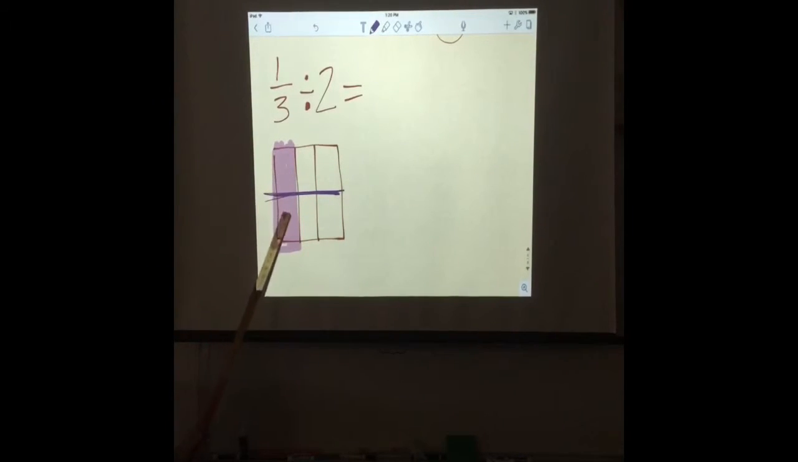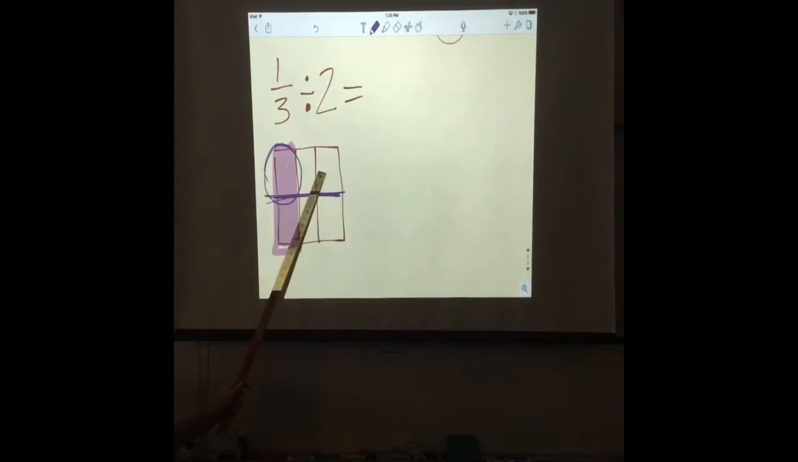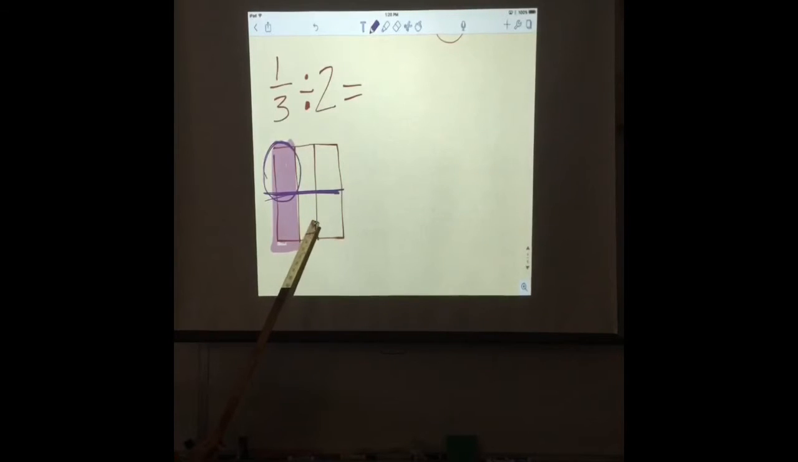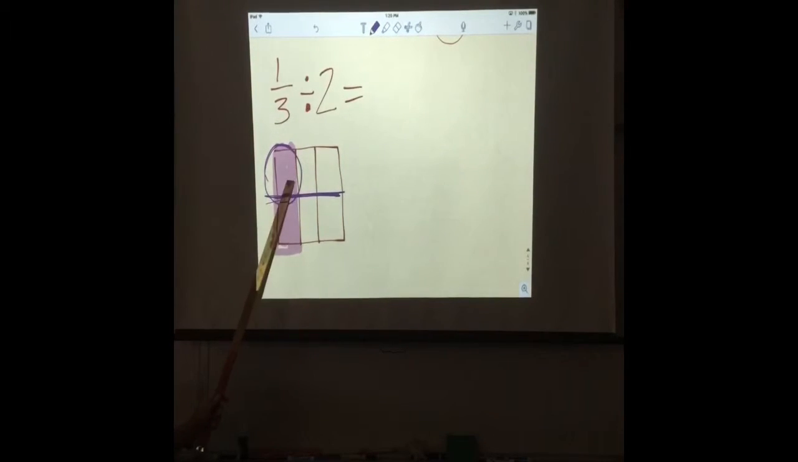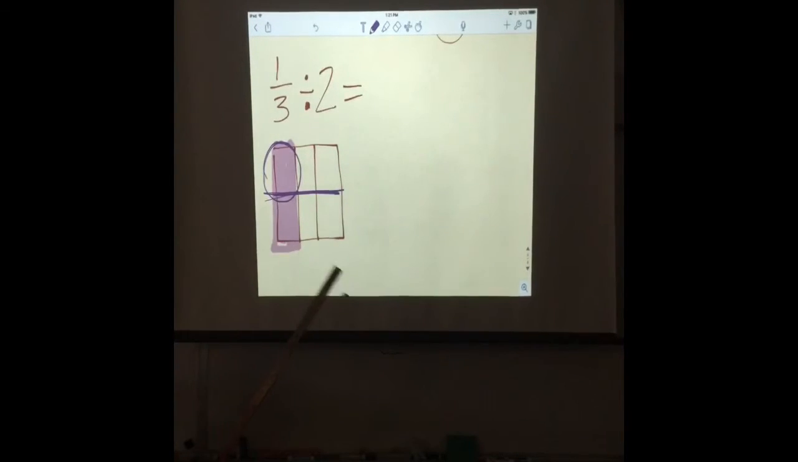Now, what do we need to circle? We're only talking about one of these 2, right? So we're talking about this section right here. Why? Because this is one of the 2, right? And this is our third. So we circle this one. So what do we have here? Well, we have how many items? 6 total. And how many circled? 1.